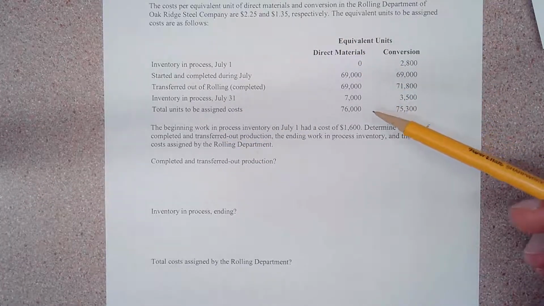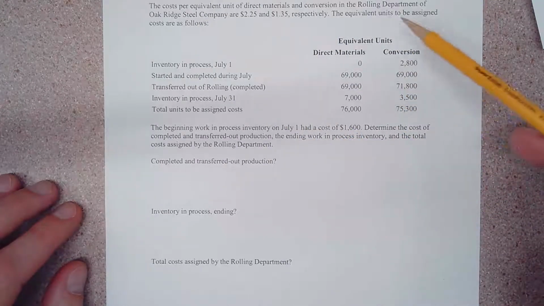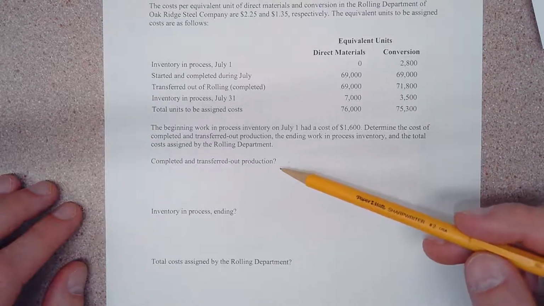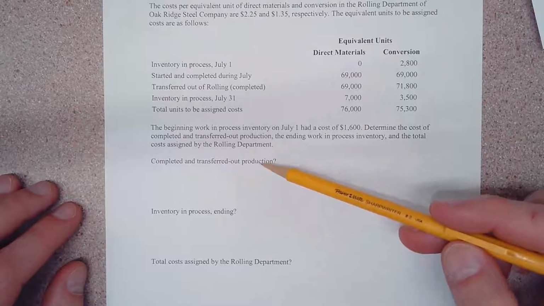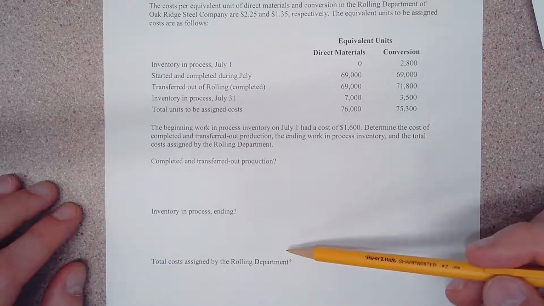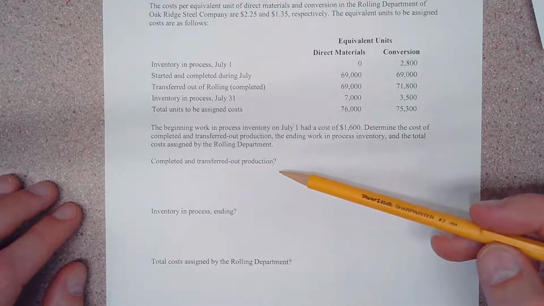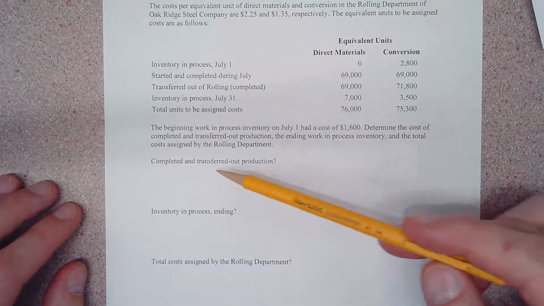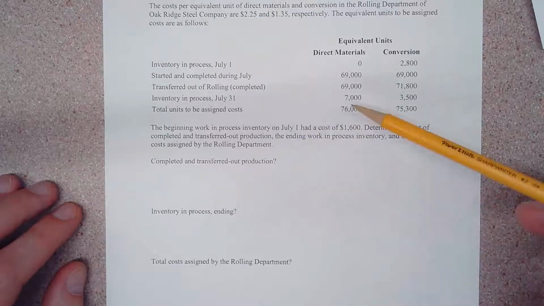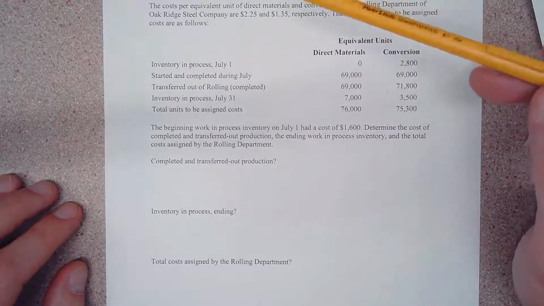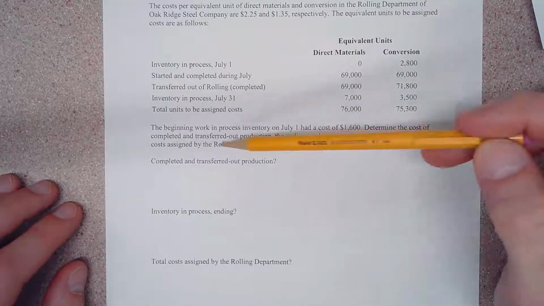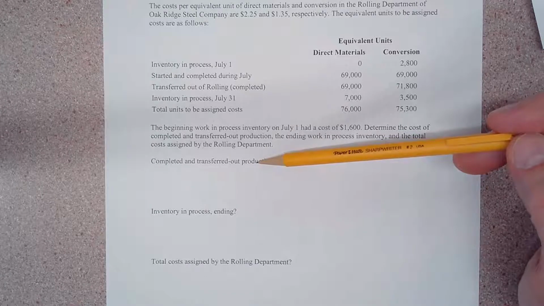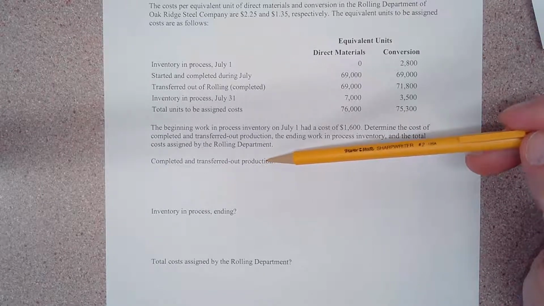Anytime you see a question like this that has a bunch of numbers, and you'll see this a lot in accounting, always come down and look at what they are actually going to ask you. So let's look at our questions here. The first question that we've been asked to determine is completed and transferred out production. So let's just see here. It says total costs assigned by the rolling department. So when we say completed and transferred out, we're talking about a dollar figure here.